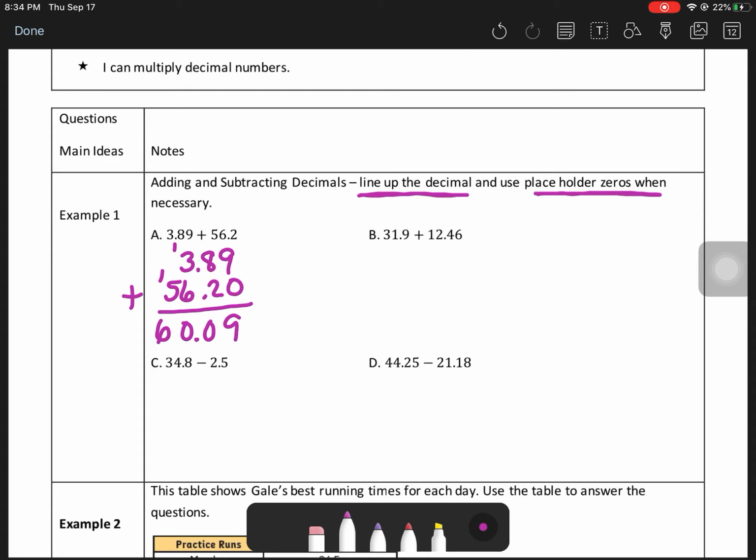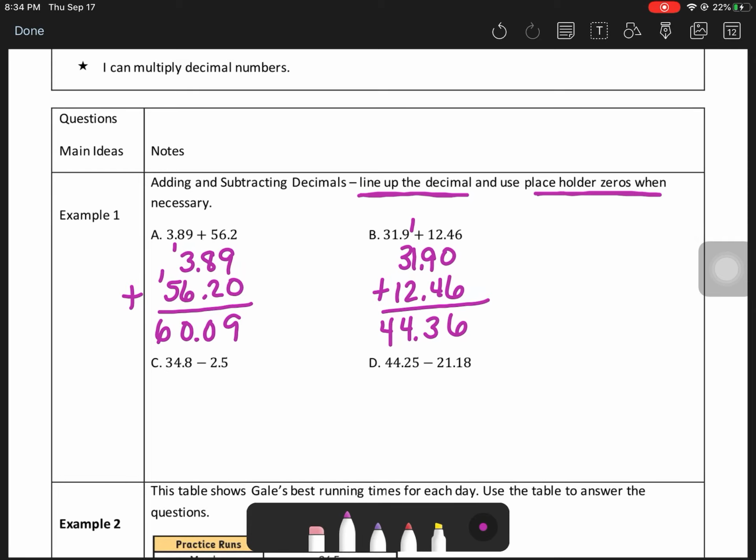Next problem, 31.9 plus 12.46. We're going to add our 0 as our placeholder. We're going to add straight up and down. 0 plus 6 is 6. 9 plus 4 is 13. Carry our 1. 1 plus 1 is 2. Plus 2 is 4. And 3 plus 1 is 4, and we bring our decimal straight down.